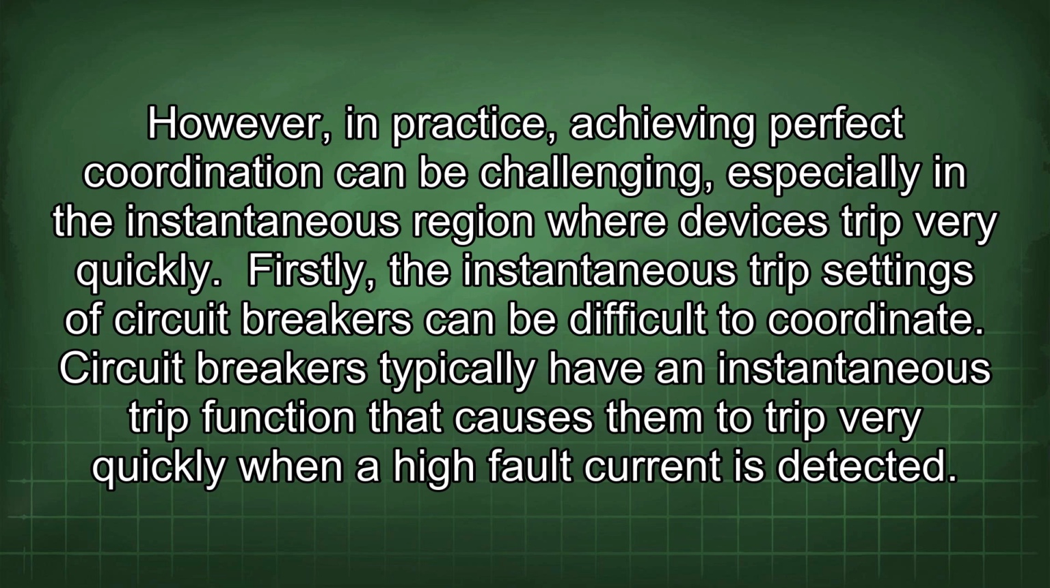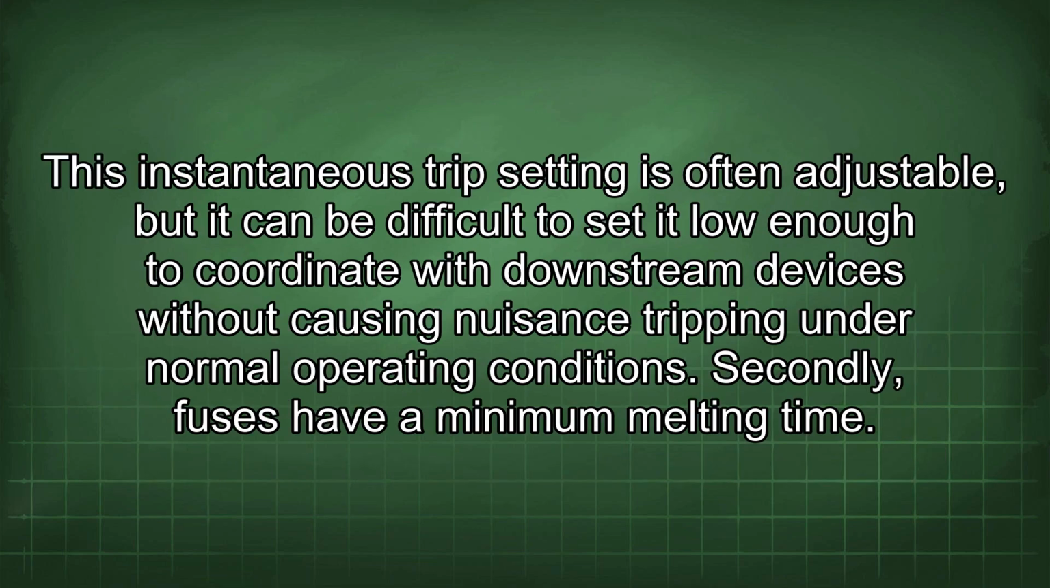Firstly, the instantaneous trip settings of circuit breakers can be difficult to coordinate. Circuit breakers typically have an instantaneous trip function that causes them to trip very quickly when a high fault current is detected. This instantaneous trip setting is often adjustable, but it can be difficult to set it low enough to coordinate with downstream devices without causing nuisance tripping under normal operating conditions.